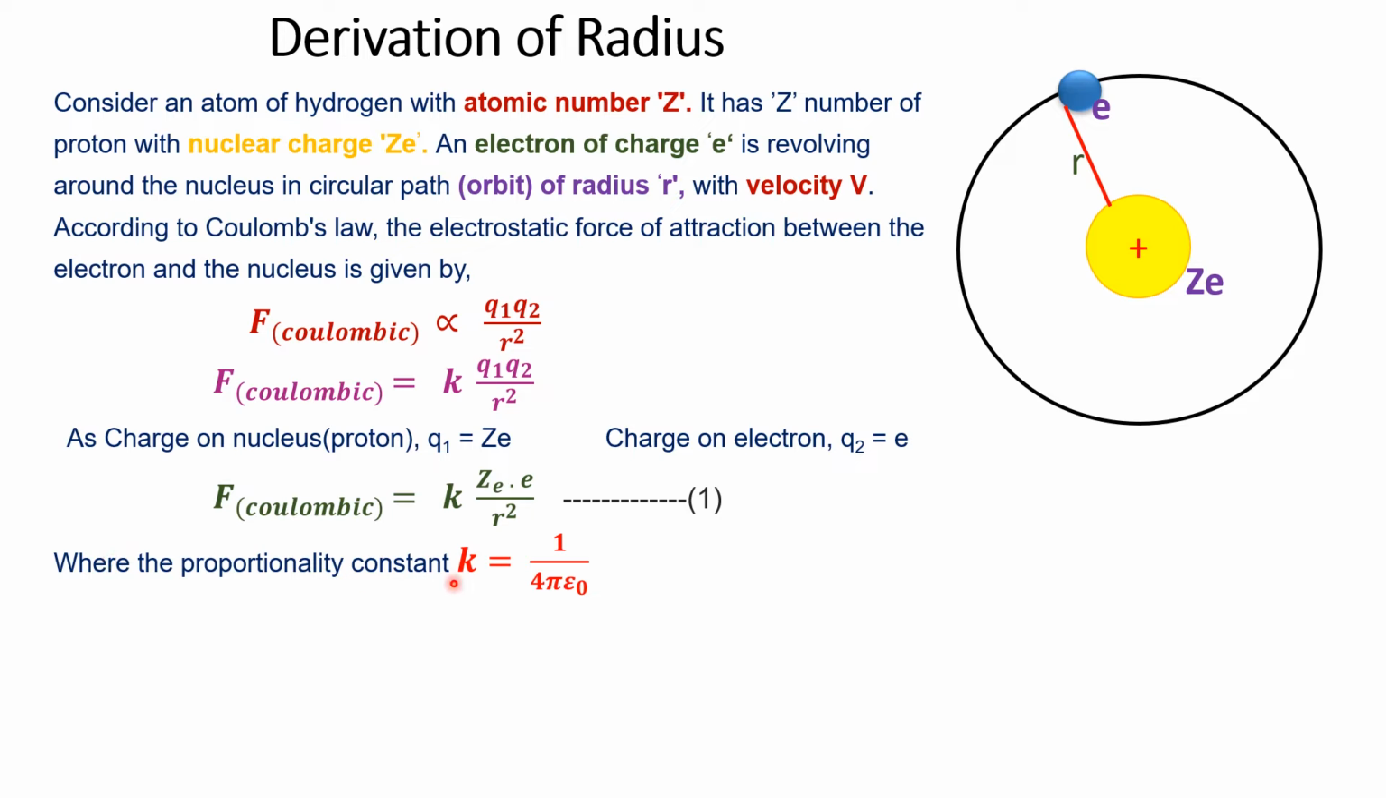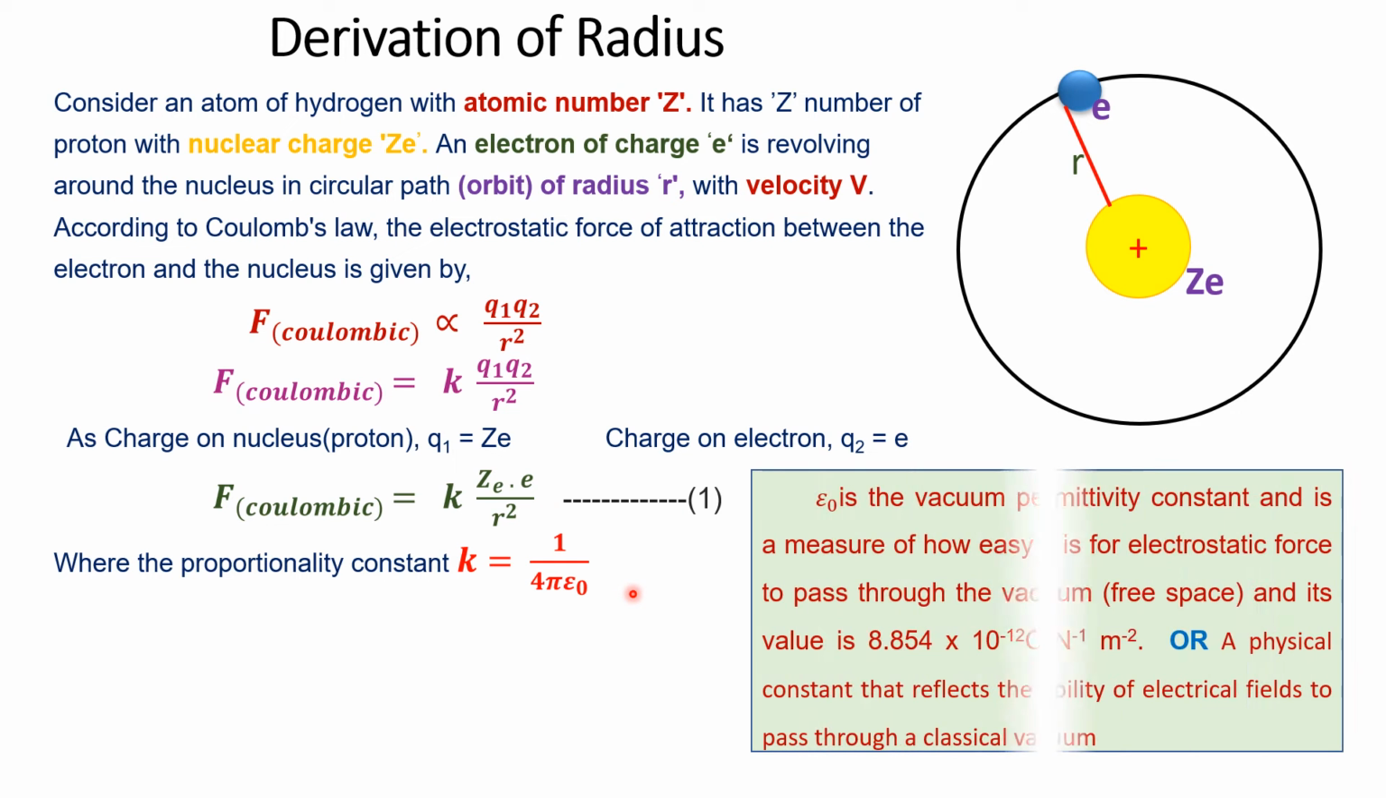Now k is the proportionality constant that has value 1 divided by 4 pi epsilon naught. Now what is meant by the epsilon naught? It is a vacuum permittivity constant, and it is a measure of how easy it is for electrostatic force to pass through the vacuum, that is free space. We can define it as a physical constant that reflects the ability of electric field to pass through a vacuum.